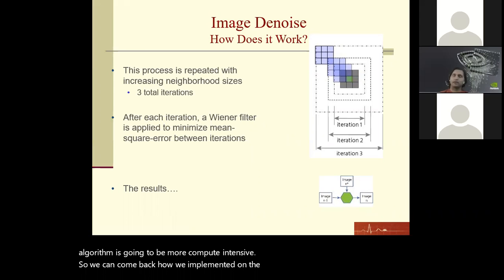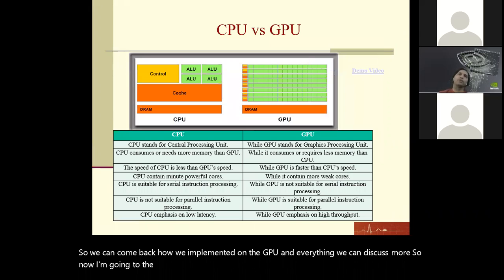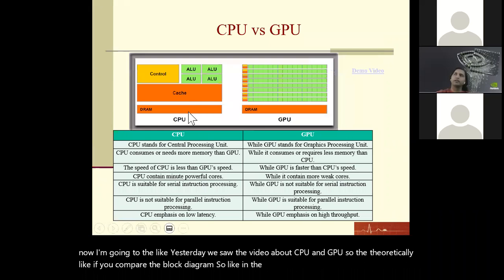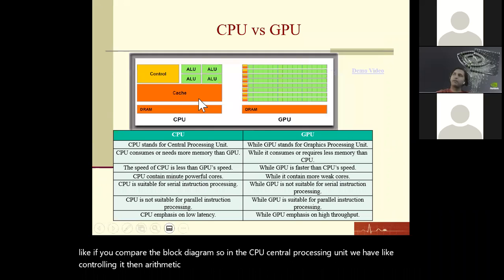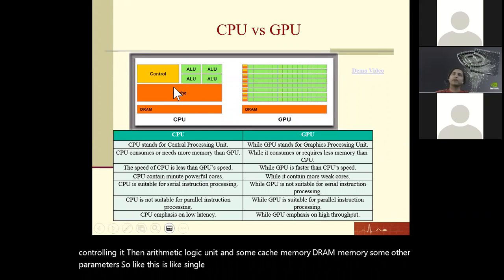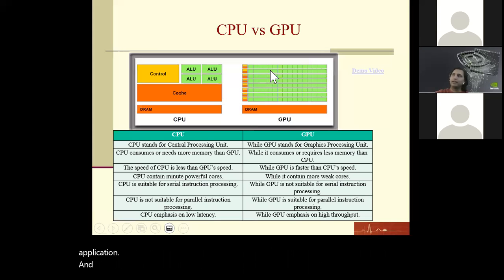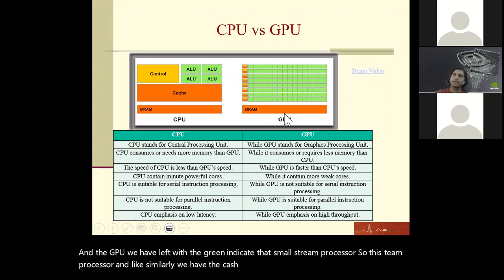We can discuss more. So now, like yesterday we saw the video about CPU and GPU. Theoretically, if you compare the block diagrams, in the CPU, the central processing unit, we have a control unit, then an arithmetic logic unit, and some cache memory, DRAM memory, and some other components. So this is like a single task coming in, single task going out kind of application. And in the GPU, the green indicates the small stream processors. Similarly, we have the individual cache, local memory, and DRAM memory.